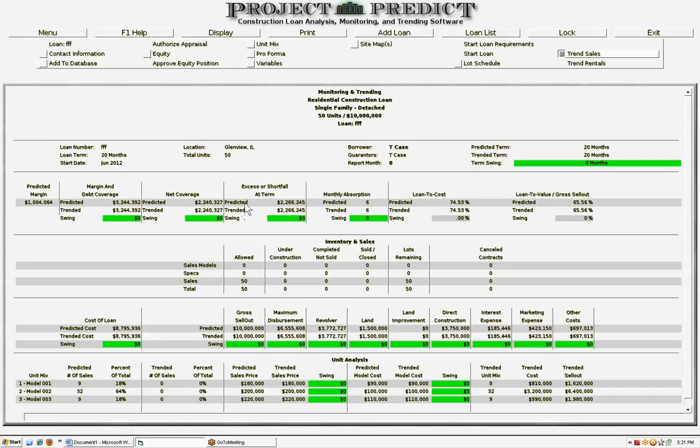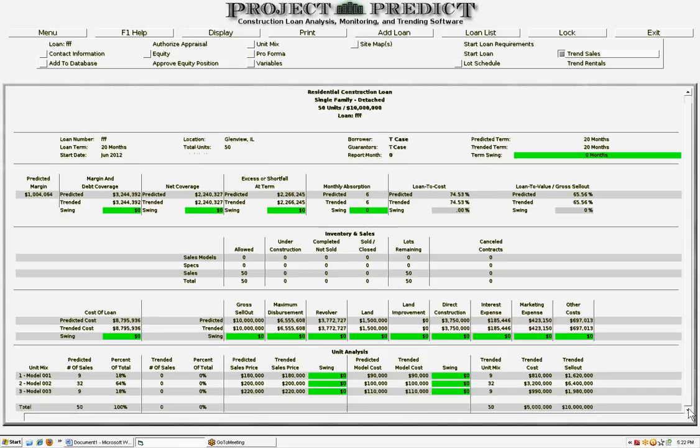Predicted is the basis for your construction loan or the project itself. Trended is what's occurring currently. Swing is the difference, and of course, because this is the first month of the loan, nothing's happened. I really want to show you what occurs when time goes by without activity. Right now we're looking at a $1 million profit, a term of 20 months, 6 units for monthly absorption, and a sellout of $10 million.